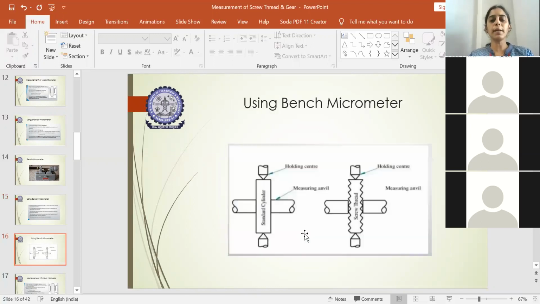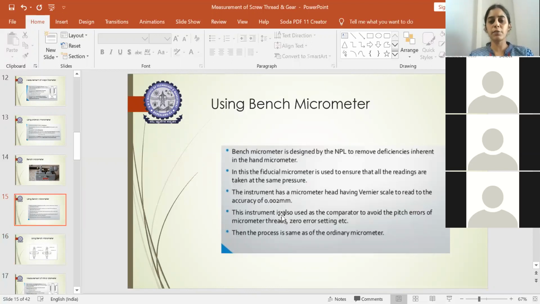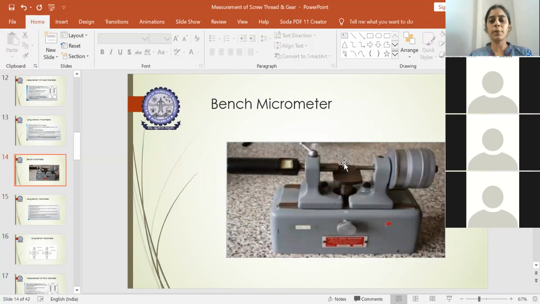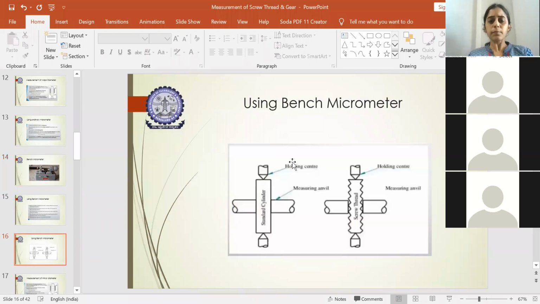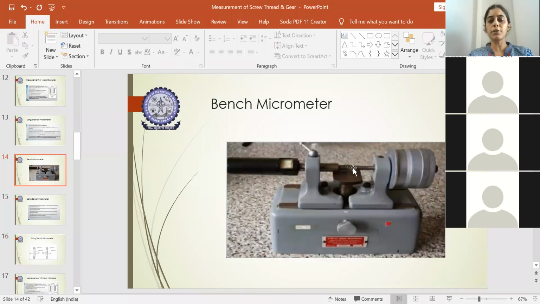Here I have shown you the diagram. You will have the centers between which the cylindrical object could be clamped, and then the reading is taken by the vernier scale. First you will have the measuring anvil here. The standard cylinder will be clamped here. This is the holding center which holds. So you have two holding centers, 1 and 2, and in between you will place the cylindrical standard.